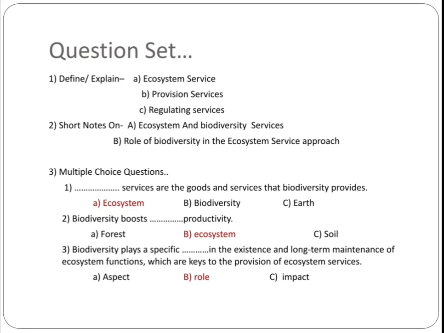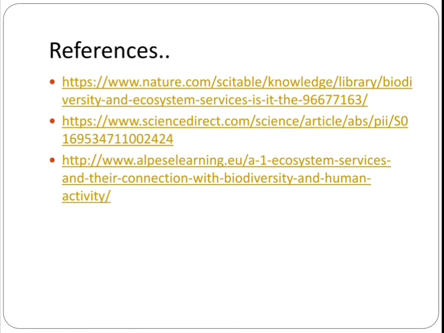The next question: biodiversity plays a specific dot dot in the existence and long-term maintenance of ecosystem functions, which are keys to the provision of ecosystem services. The options are aspect, role, and impact. The answer is role. That is, biodiversity plays a specific role in the existence and long-term maintenance of ecosystem functions, which are keys to the provision of ecosystem services. So with respect to biodiversity and ecosystem services, all this content will be studied in this lesson.